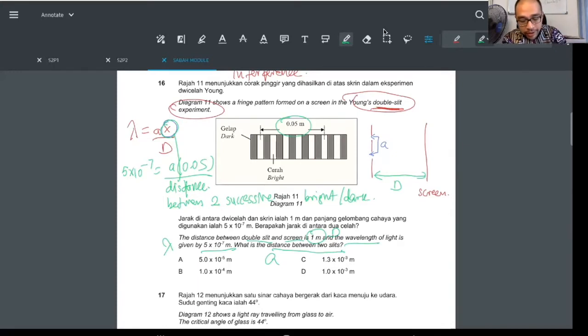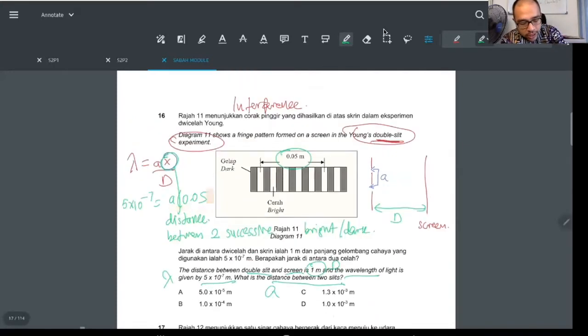Okay, and that's why the definition for the X is very important. X is the distance between two successive. How many successive do you see in this 0.05? 1, 2, 3, 4, 5. There are 5 successives. There are 5 pairs in this 0.05. So one pair is how much? 0.05 divided by 5, right? So X is actually 0.05 divided by 5, which is 0.01.